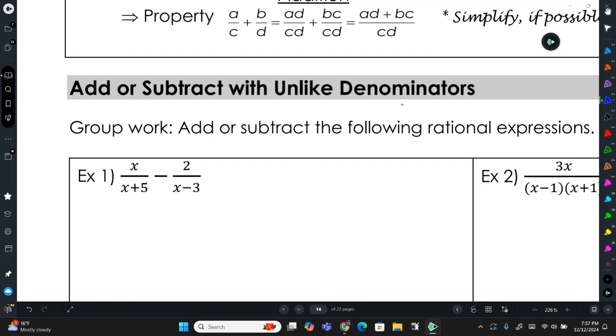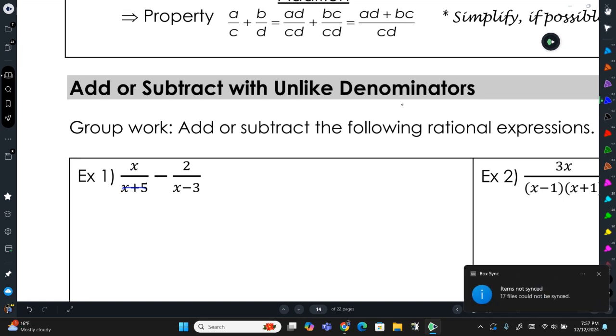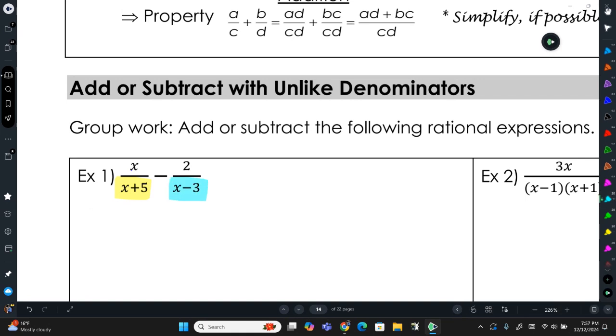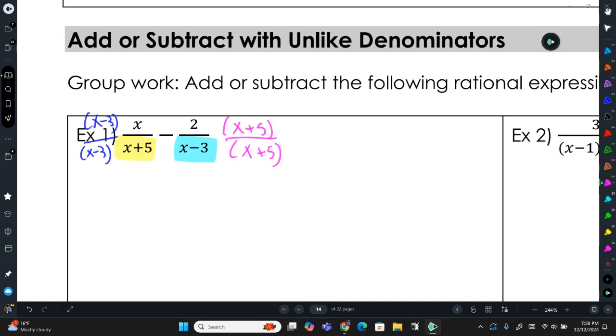So here we have x over x plus 5 minus 2 over x minus 3. So what we have to think about is I want my denominators to be the same. The first one has an x plus 5 factor, and the second one has an x minus 3 factor. Well, I need to multiply the first one by x minus 3 over x minus 3, and the second one by x plus 5 over x plus 5, because the first fraction was missing x minus 3 in the denominator, and the second fraction was missing x plus 5.